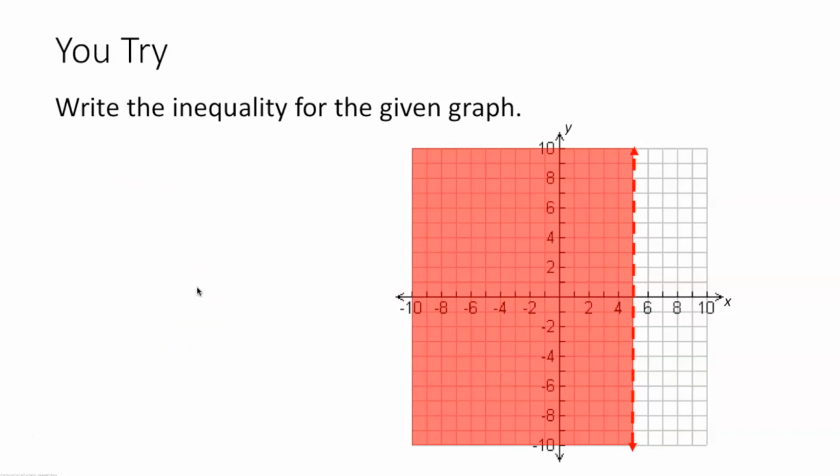Okay, doing the same thing here. First, write the equation of the line. This line right here, this vertical line. The equation of a vertical line is x equals a number. So what x coordinate do all of these points have in common? 5. So x equals 5 is the equation of this vertical line.